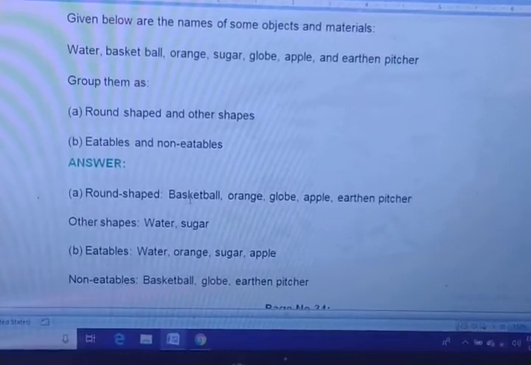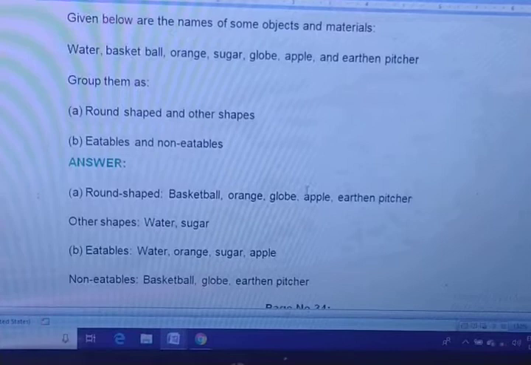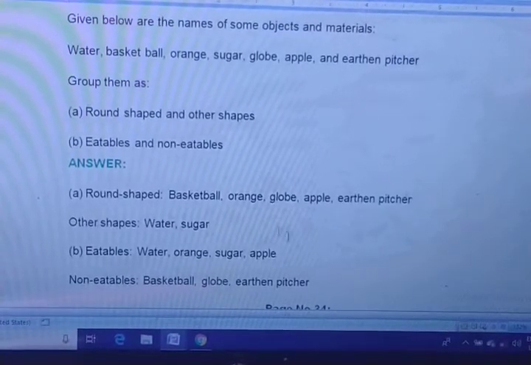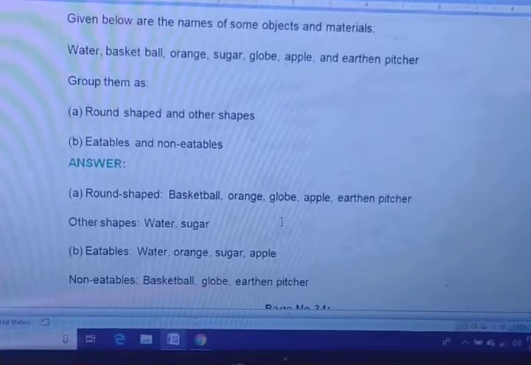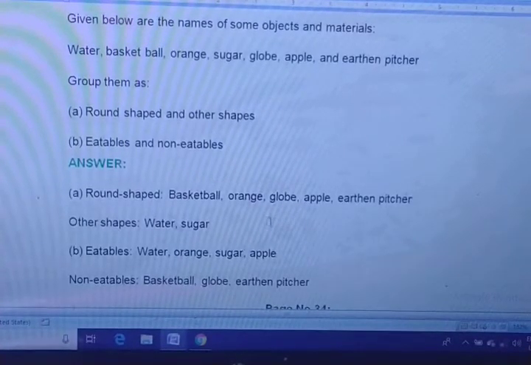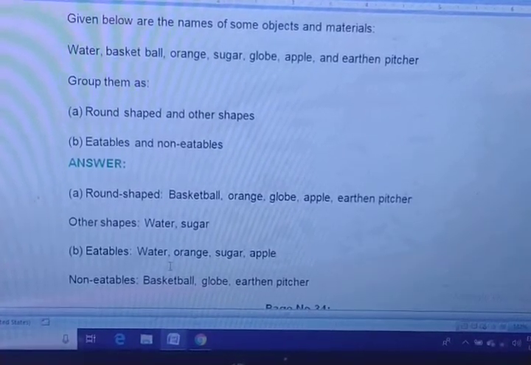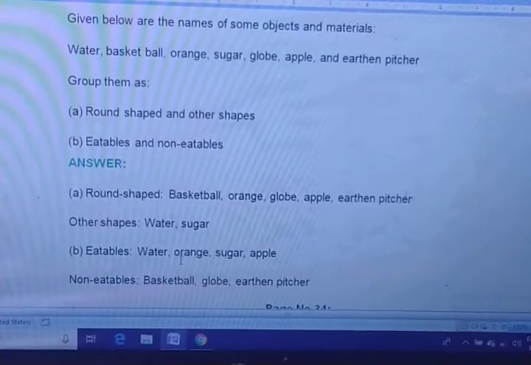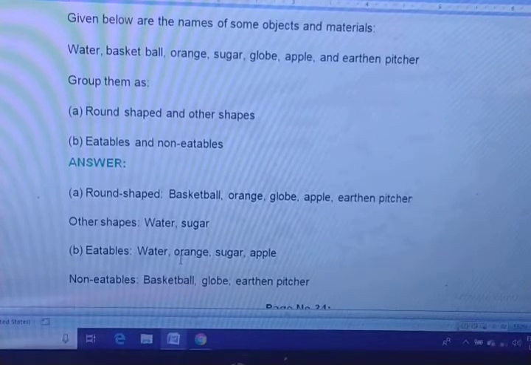No, you can't eat, right? You can eat orange, you can eat apple, yes, you can drink water. So you have to write the eatable items and non-eatable items. So you can see in this question, the eatable items are water, orange, sugar and apple. As it is mentioned, these four are eatable items.